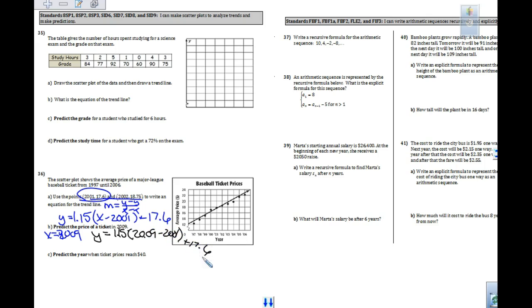And a lot of you on this last test, you did that part just fine. It was this next one when it said, well, predict when it's going to be $40. Well, the $40, that's when y equals 40. And so I had people come up and guess numbers, and then they kept putting it in, instead of using this equation, which was 1.15 x minus 2001 plus 17.6, and someone said, well, that's not the equation they had in the back. That's because they changed it to slope-intercept, right?